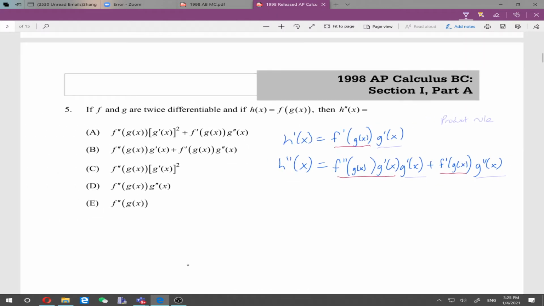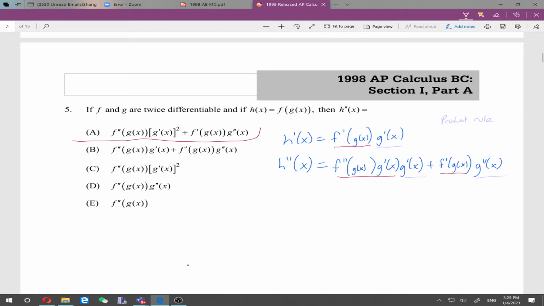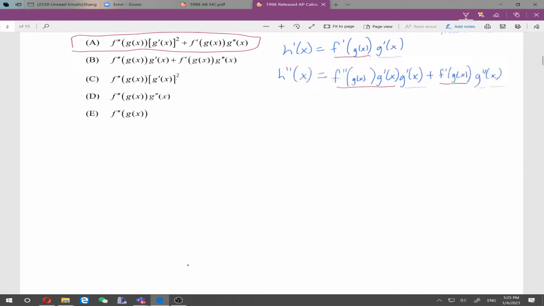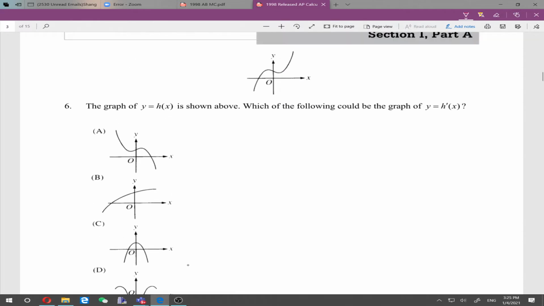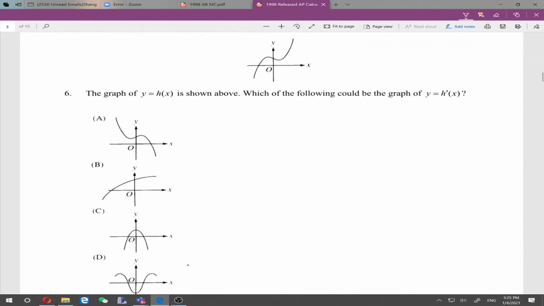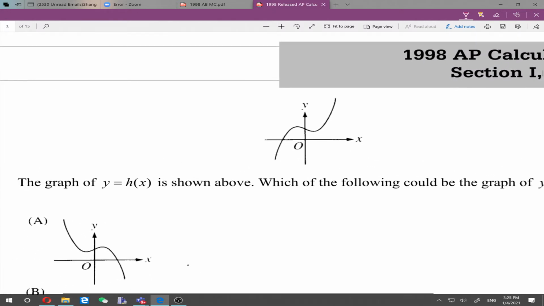And now I just got to match. So which one of these letters matches? A. A matches. Awesome. Graph. I don't know if I can actually manage to get everything on the screen, so we'll just take a look from here, I guess.